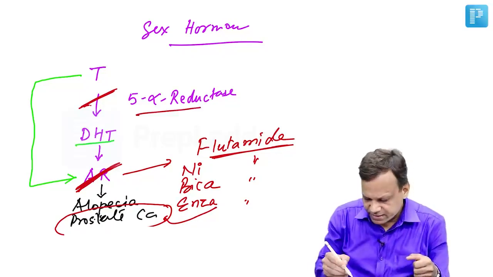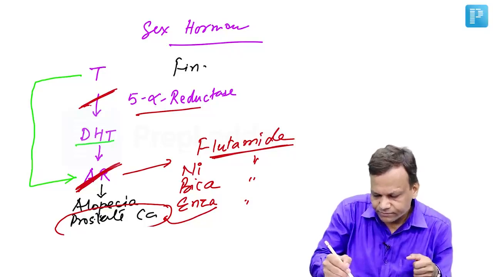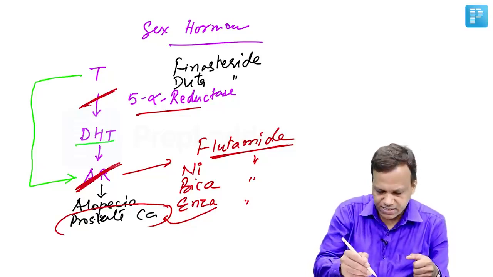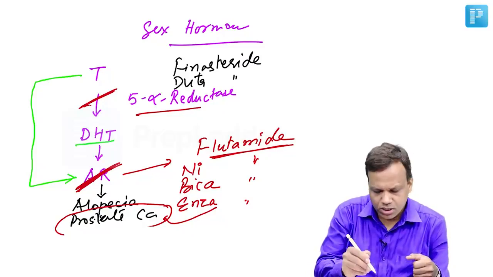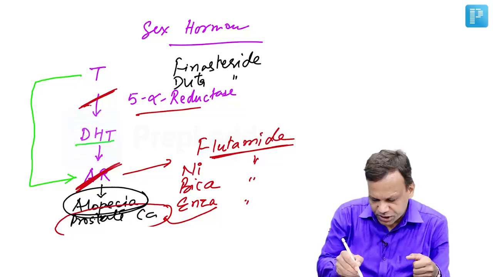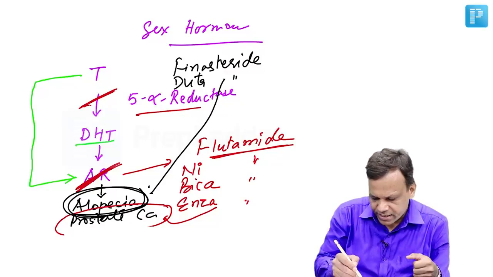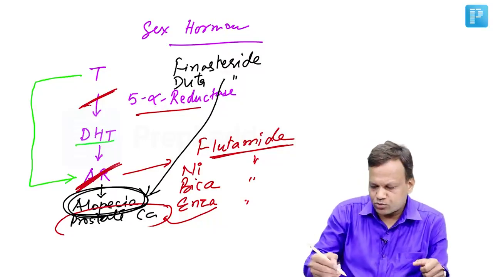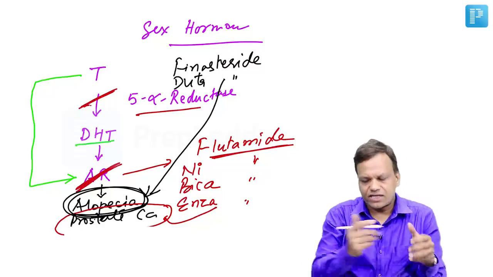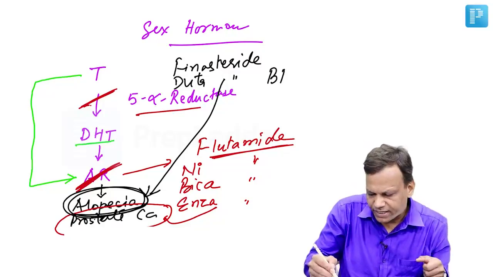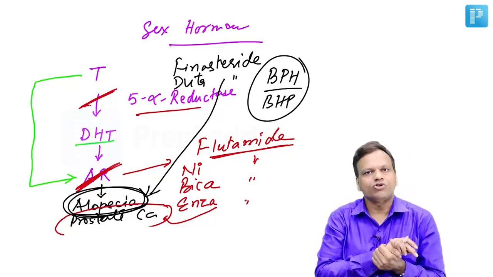Whereas 5-alpha reductase inhibitors like finasteride and dutasteride are the drugs which inhibit 5-alpha reductase. They decrease DHT but not testosterone. So they are used in treatment of alopecia, finasteride and dutasteride. Another use, they can be used in benign conditions of the prostate like benign prostatic hyperplasia, BPH or BHP. They are used in treatment of BPH.